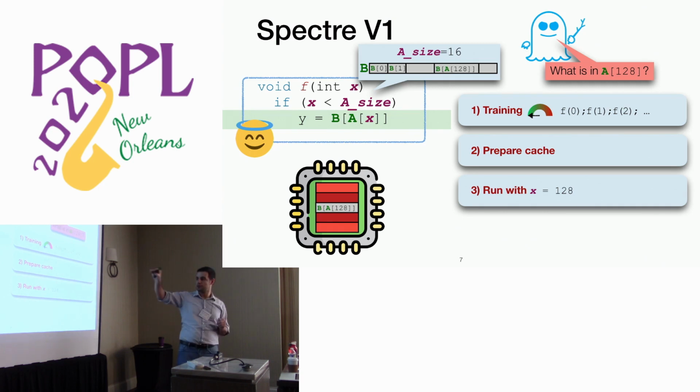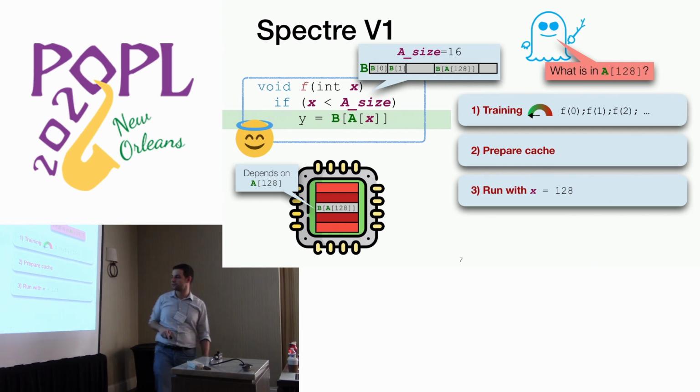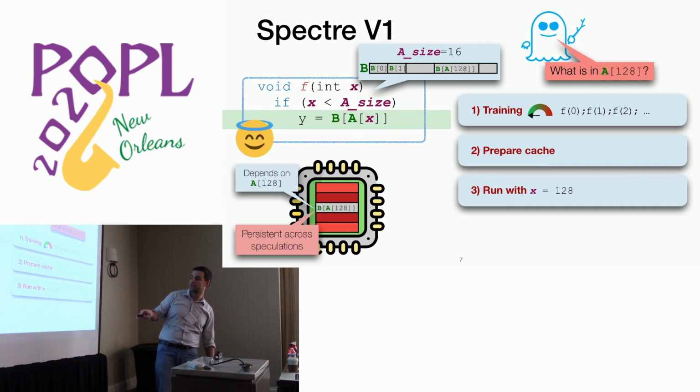Okay? Later, the CPU realizes that the prediction was wrong. We terminate the speculative execution, and we go down the right path. But still, there are 2 important points. The first one is that the gray block here persists, so it's going to survive the termination of speculative execution. And the second important point is that the position in which the gray block is loaded in the cache depends on the value of A of 128. Okay?